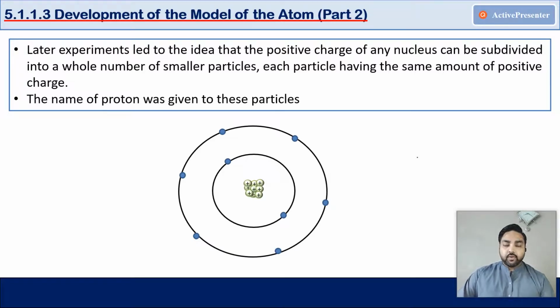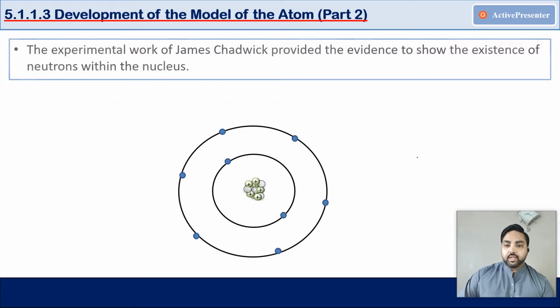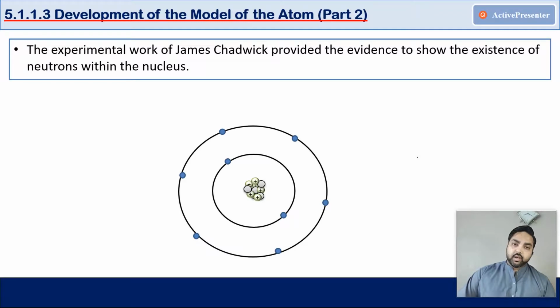Right? So far we've gone from having spherical balls to the plum pudding model, to a nuclear model, to having energy shells, and then having protons. So the only thing missing from this were the neutrons, and this was discovered by James Chadwick, who provided the evidence to show that neutrons existed within the nucleus. It took about 20 years or so until neutrons were discovered, and that's because neutrons don't have a charge, so they're not as easily detected as protons or electrons can be.